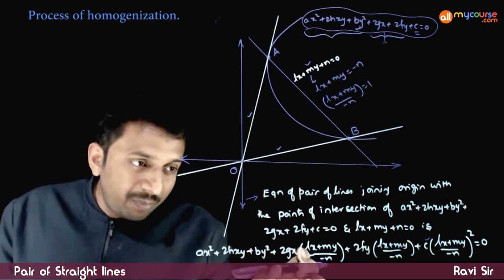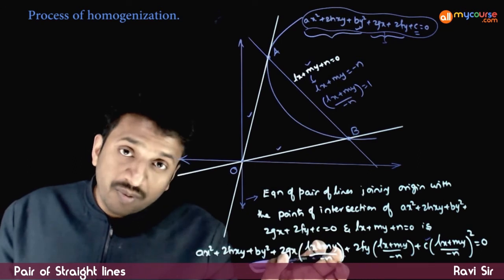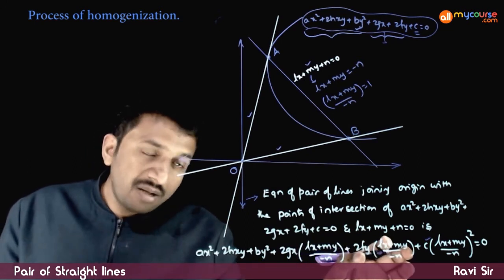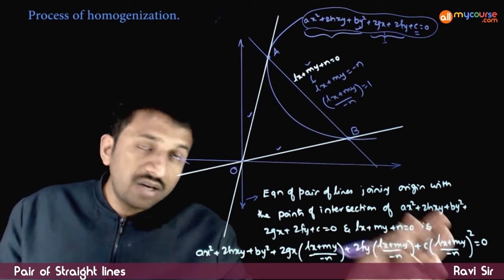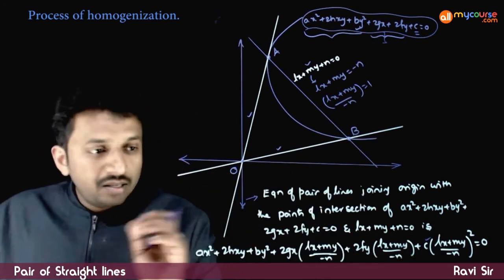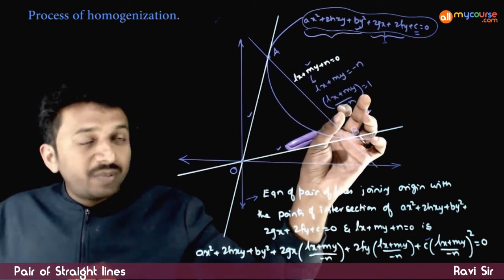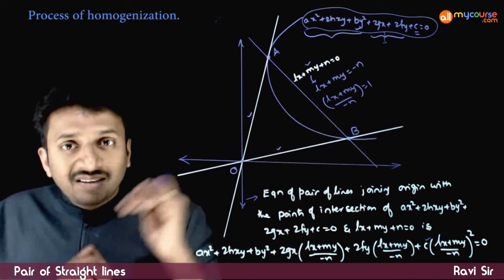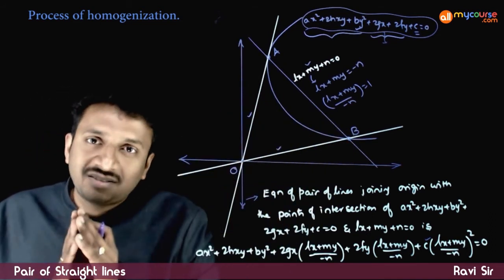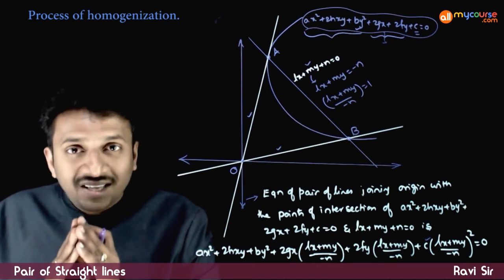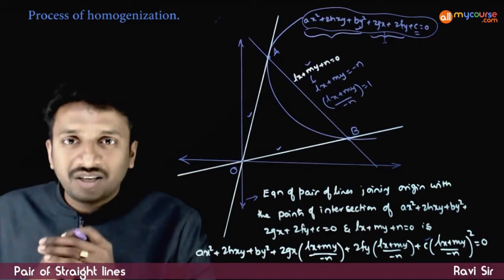So as you multiply these two, 2gx into lx becomes an x square term, this will become an xy term, and a y square term. So if you multiply these two, you get x square, y square and xy terms. So once you homogenize this equation with respect to this line, you get the equation of this pair of lines. So let us see how this is working first, and then let us see why this is working.